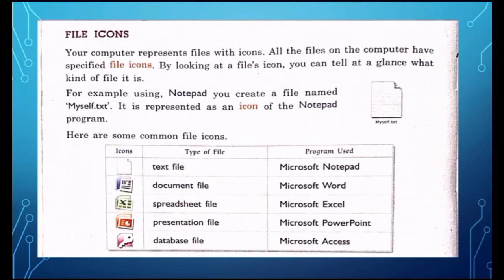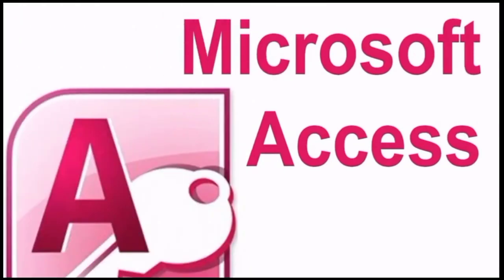You can see in this picture also some files, that is, the Microsoft Notepad text file. It looks like this. And next is the Microsoft Word file. It's a document file. It will look like this icon. And then Microsoft Excel, then Microsoft PowerPoint, and Microsoft Access database file. You can see and identify what kind of file it is. Okay, so you can see here it is shown on the screen also.